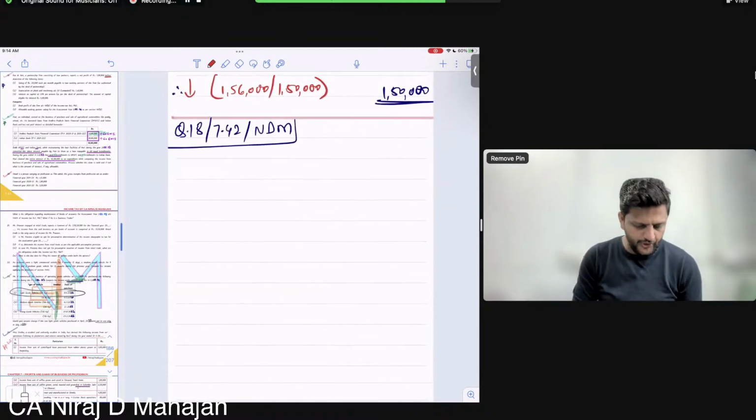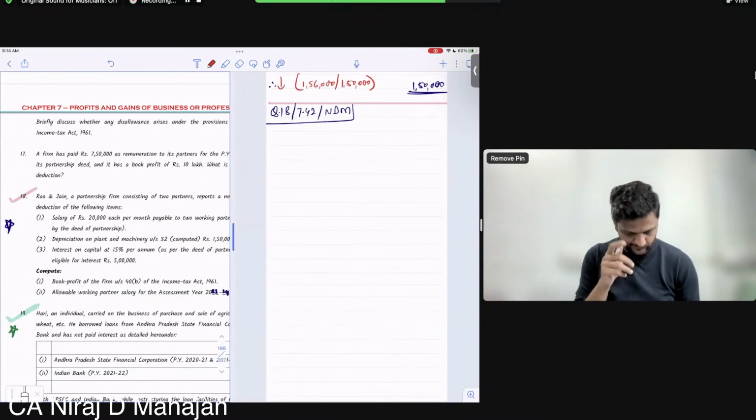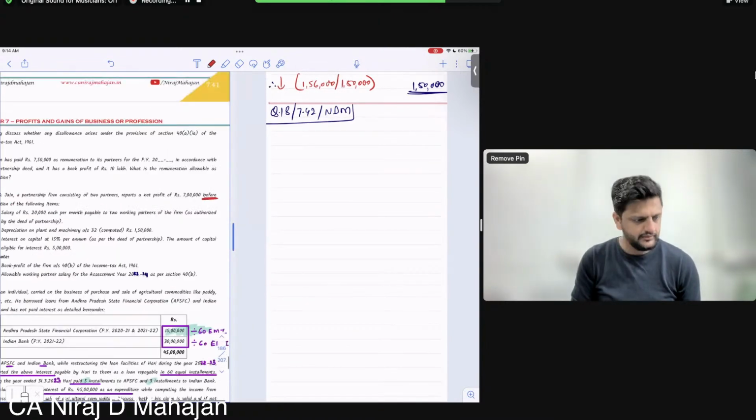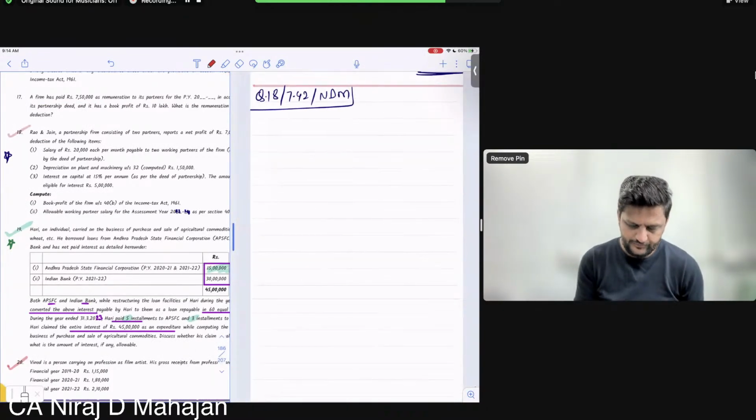Write down. Computation of. Ready, everybody? Computation of.